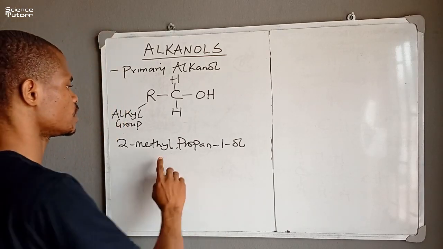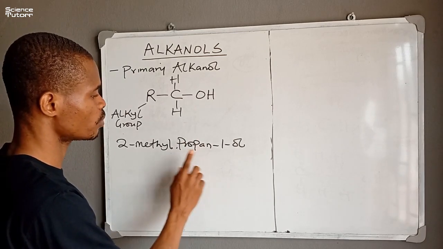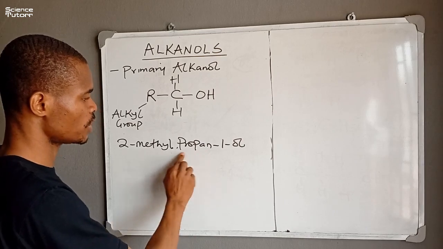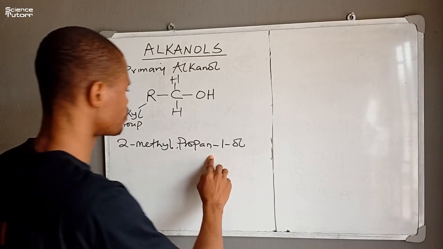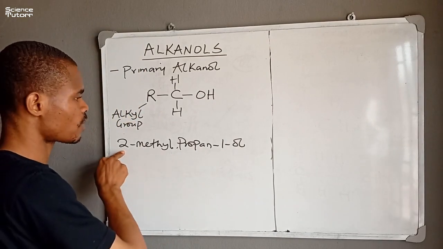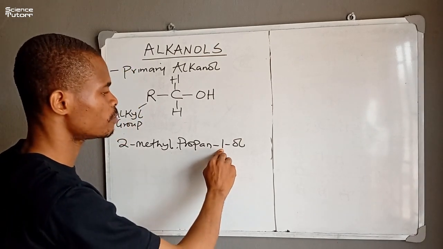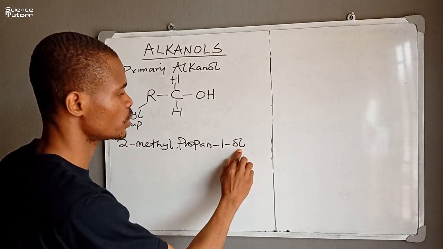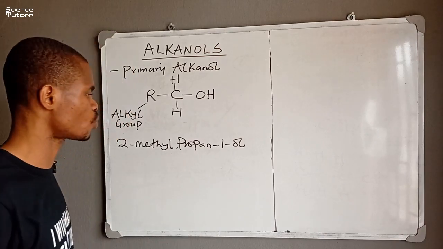In this case, the longest carbon chain has three carbons, which signifies the name from propane. The methyl group is at the second carbon atom. The one here represents where the carbon attached to the hydroxyl group is situated. So how do we draw such a structure?